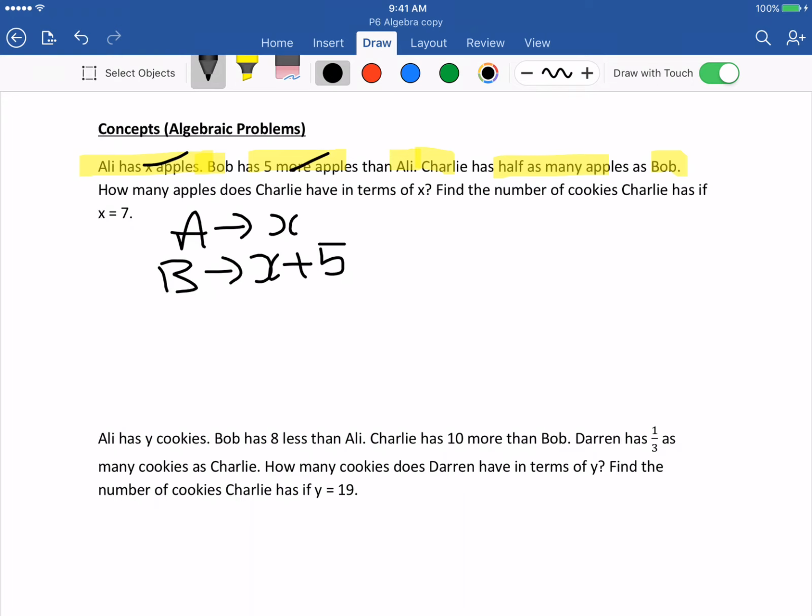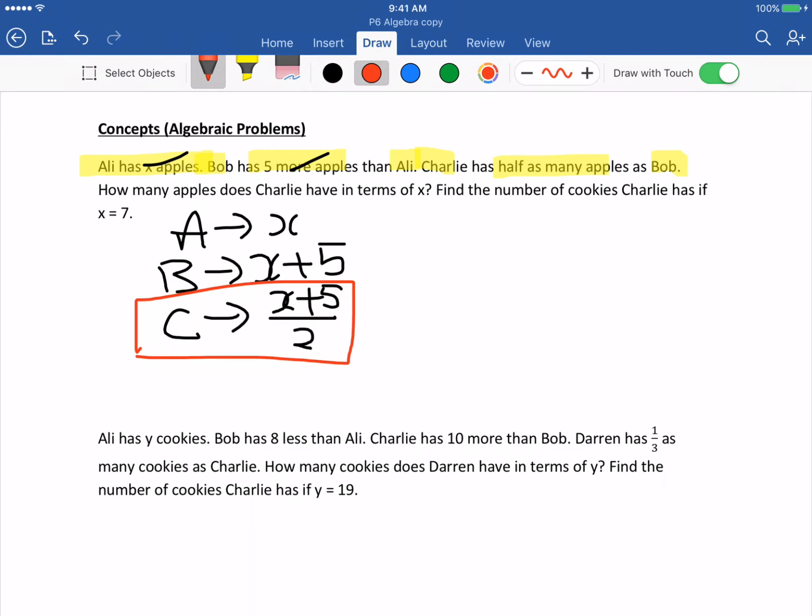Next one, use the clue. Charlie has half as many as Bob. Charlie, half as many, so it'll be X plus 5 over 2. This is something new. Okay, so how many apples does Charlie have in terms of X? We got the answer, which is this one.